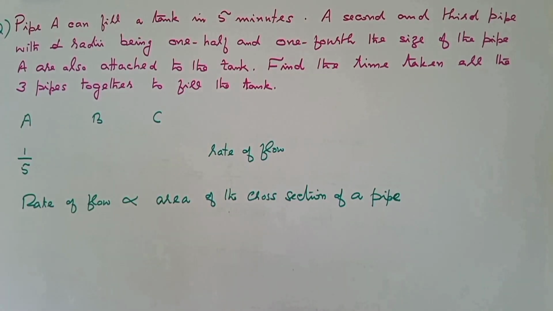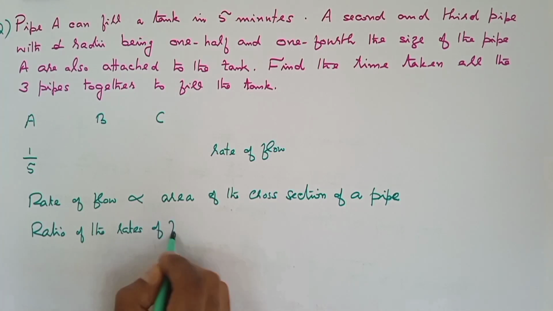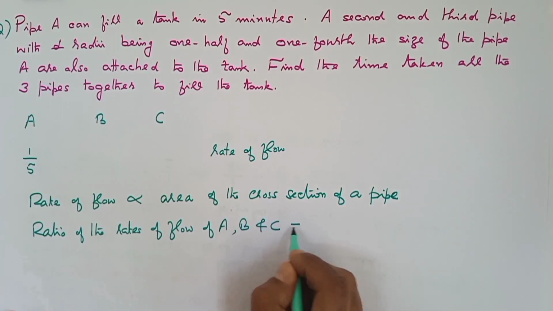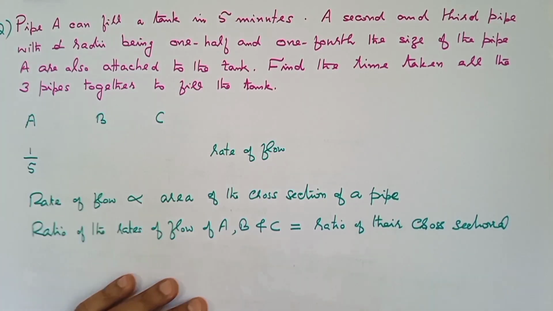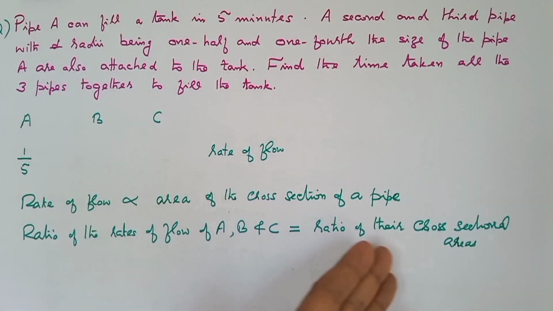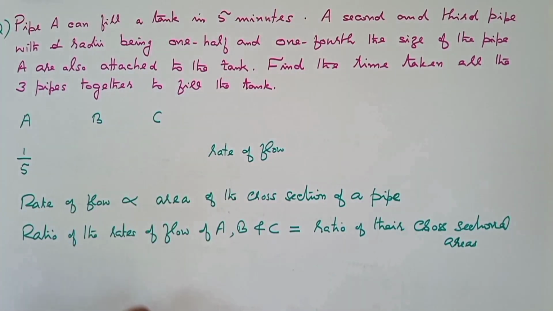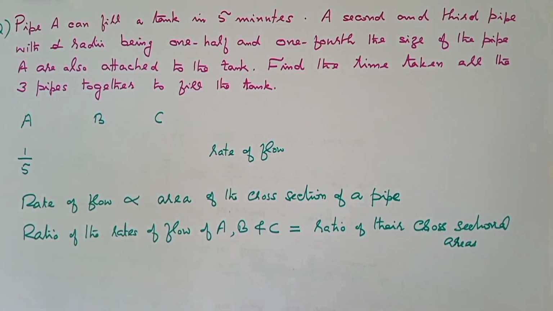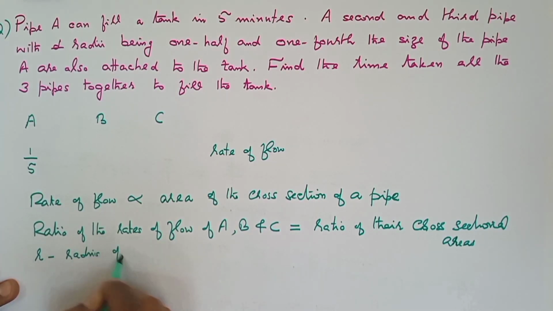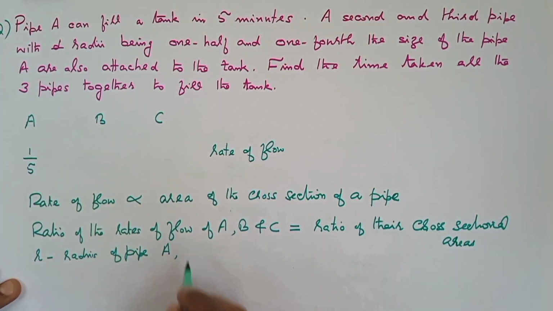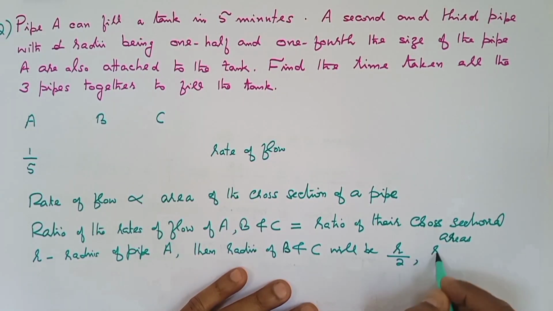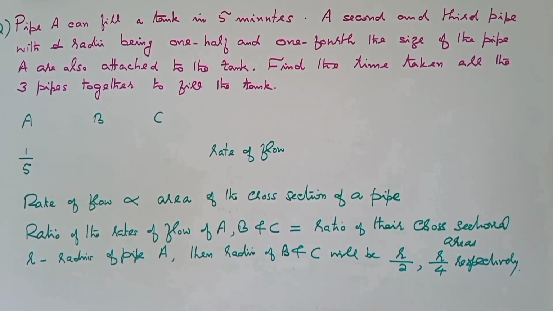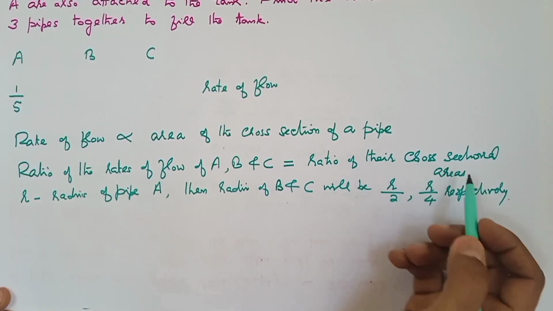Now, from this, you can infer that the ratio of the rates of flow of these three pipes will be the same as the ratio of their cross-sectional areas. The ratio of the cross-sectional areas you can easily find using the data given in the problem. Supposing R is the radius of pipe A, then the radii of B and C will be what? 1/2 and 1/4 respectively. Now how do you find the ratio of their cross-sectional areas?